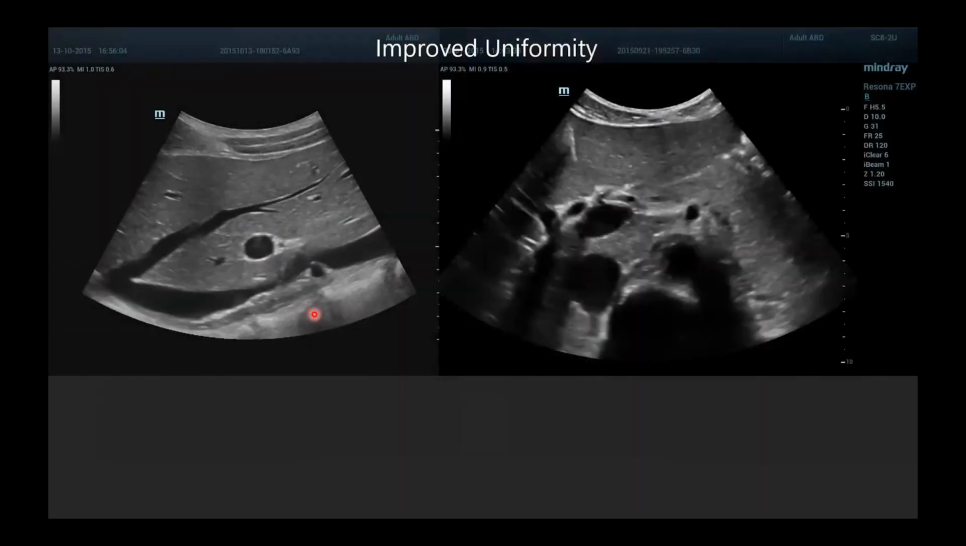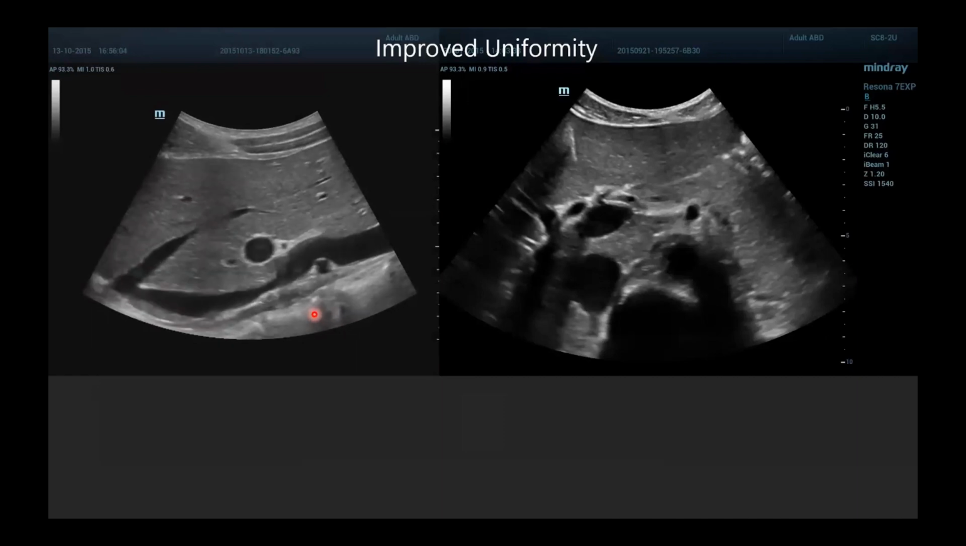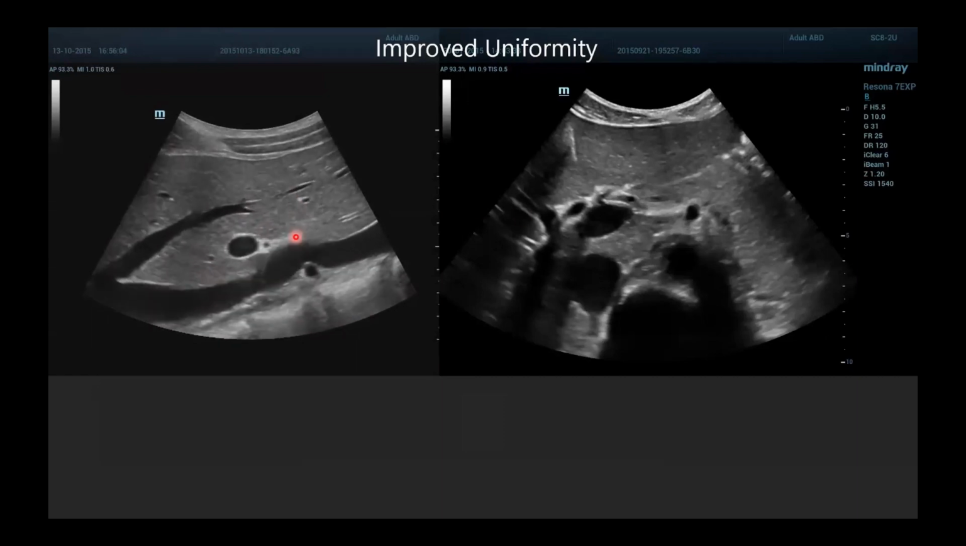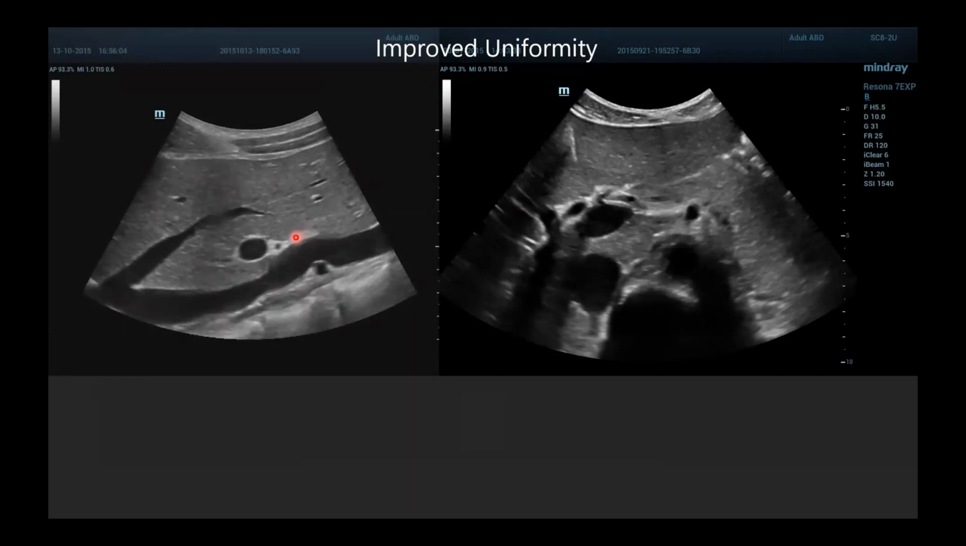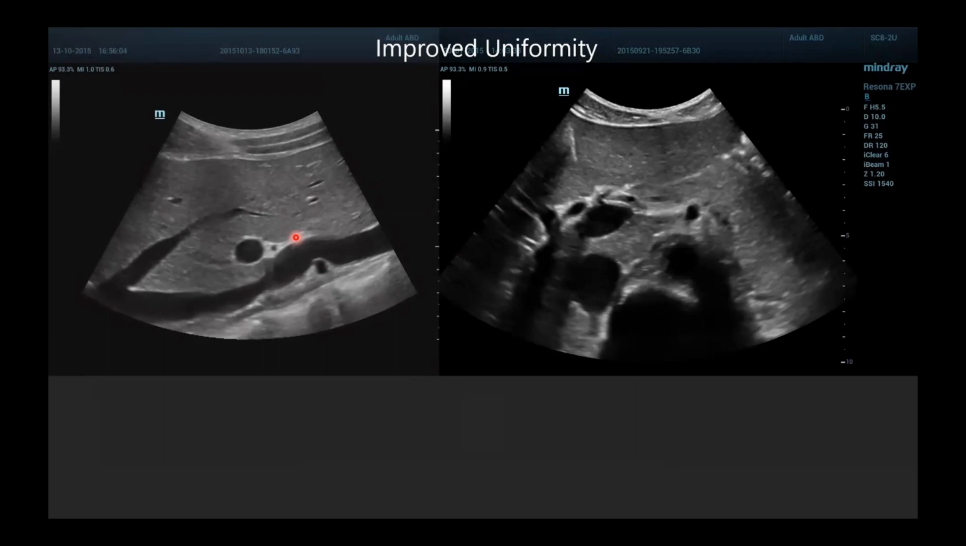Okay. Also, the improved uniformity. What does it mean to improve the uniformity? Here you can see the tissue. The doctor can see the structures of the organ. It's much better than the conventional one.